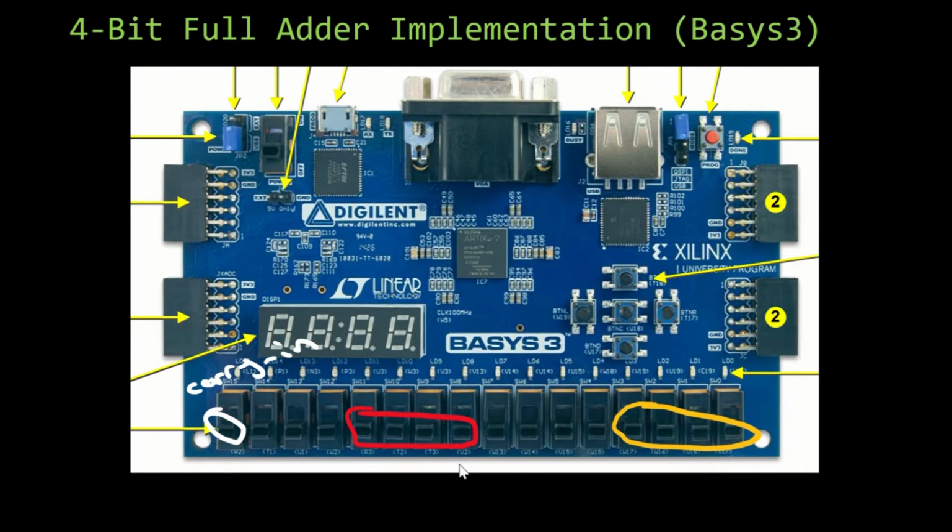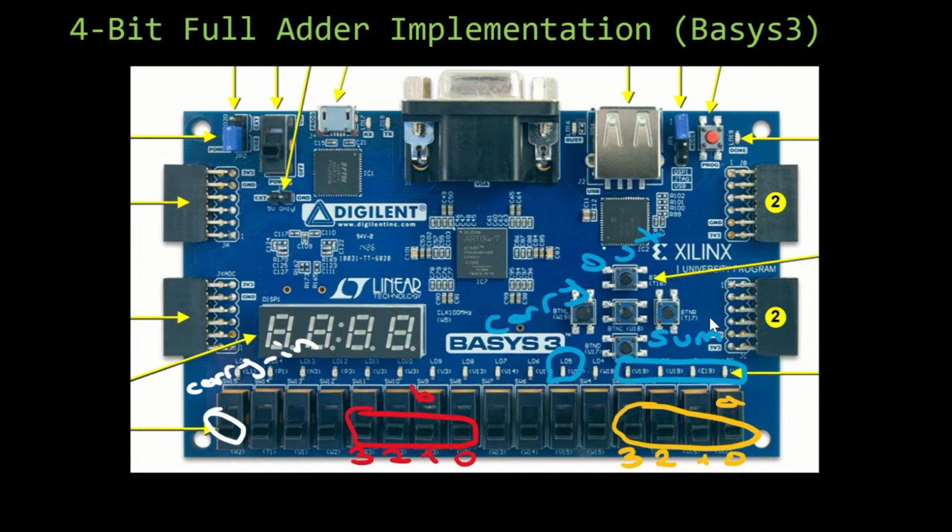If you want to have the indices, this one is going to be B and this one will be B0, B1, B2 and B3, and this one is going to be A and this one will be A0, A1, A2 and A3. For the sum output, let's use these 4 LEDs, LED 0 to LED 3, so this will be our sum. Let's leave a blank LED, and after that let's use LED 5 for the carry output.